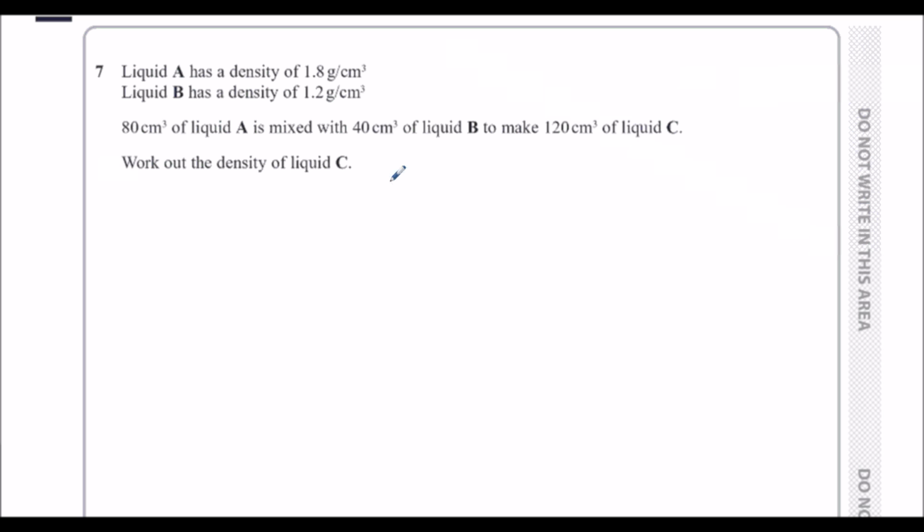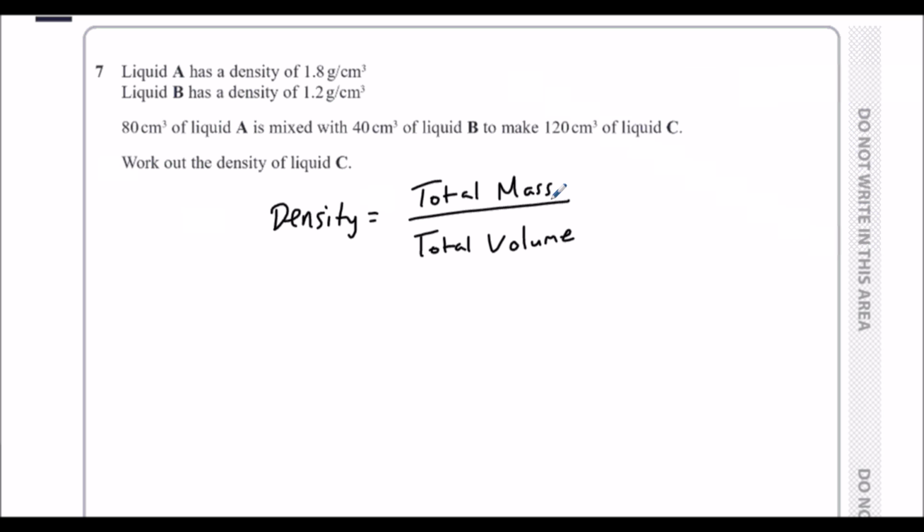So we're mixing two liquids together to make another one. So we're going to use the total, so density of the overall liquid. Density is going to be the total mass divided by the total volume. So we're going to need the mass of A and the mass of B, and the volume of A and the volume of B, which we've already got, to find the density of C. So we need to work out the mass of each of A and B.